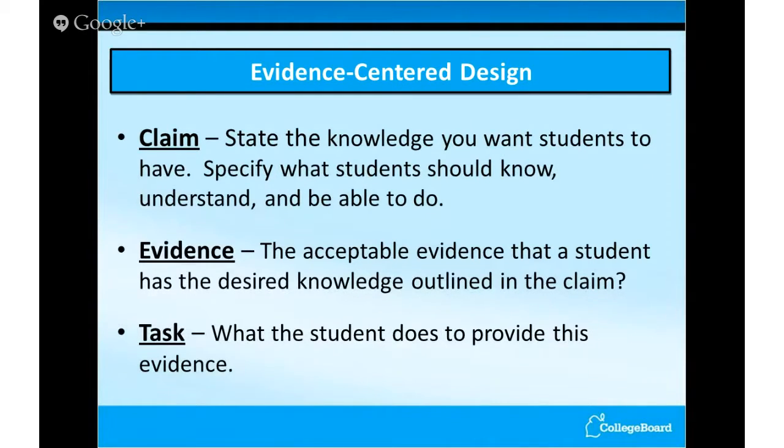Right? Then we have the evidence statement. After we had all of those claims, having combined those bubbles for each one of our pieces, we had to write evidence statements for each one of those claims. So what is the evidence that you would accept, as either the teacher, the assessment writer for us, or whoever might be doing this, that the student has actually obtained the knowledge that you've outlined in the claim? And then finally, the task.